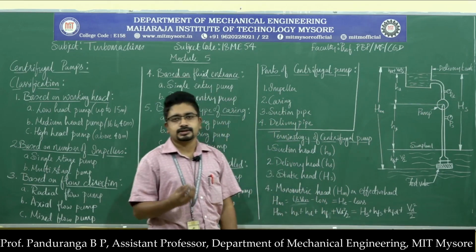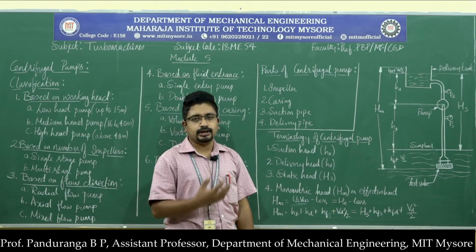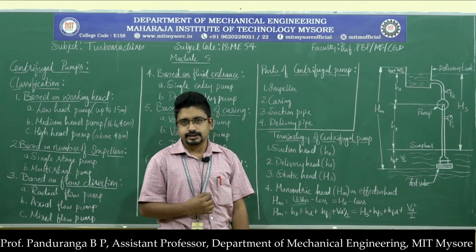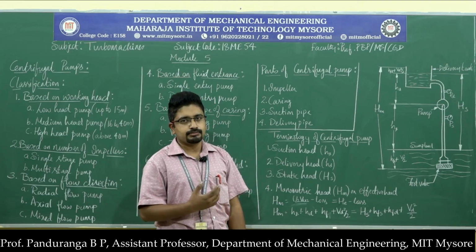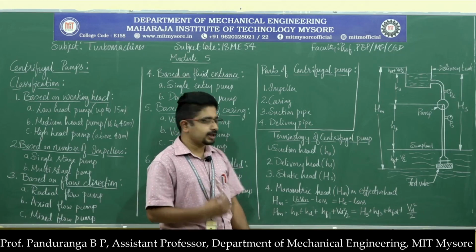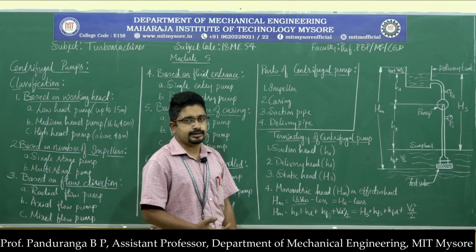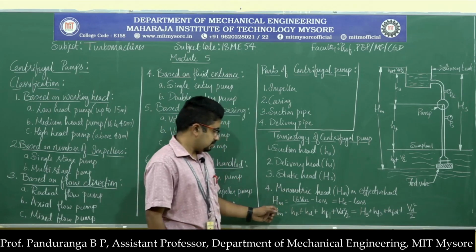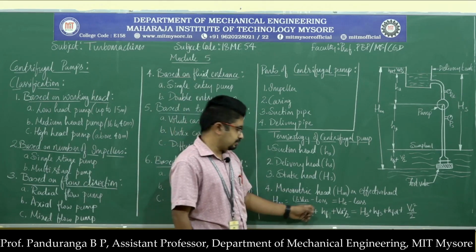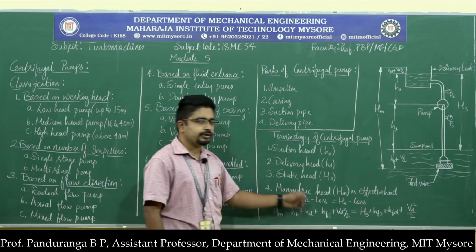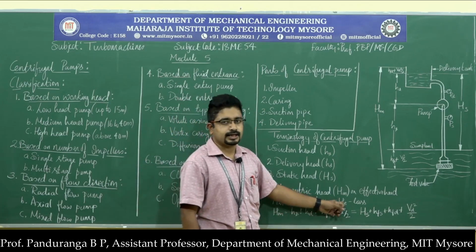Some amount of water slips through the casing and will never reach the delivery side of the pipe, or delivery pipe. So those losses will not be considered in the manometric head. We will consider those losses in a later class. Now HM is U2 Vu2 minus losses, and U2 Vu2 can be written as Euler's head HE.